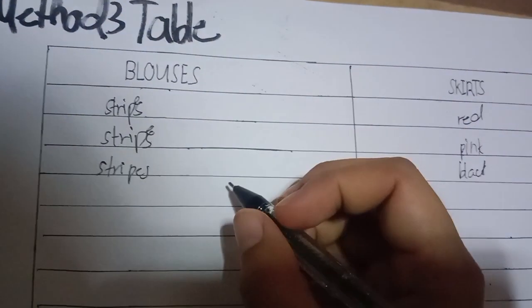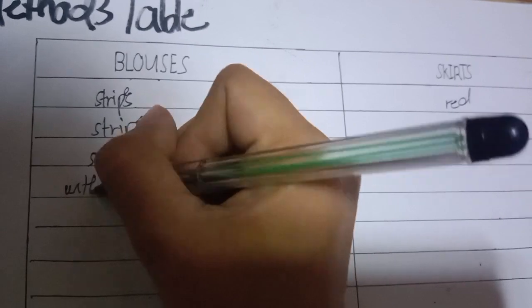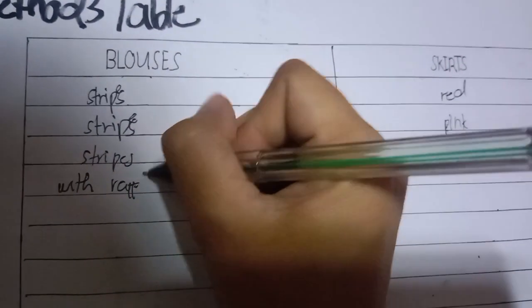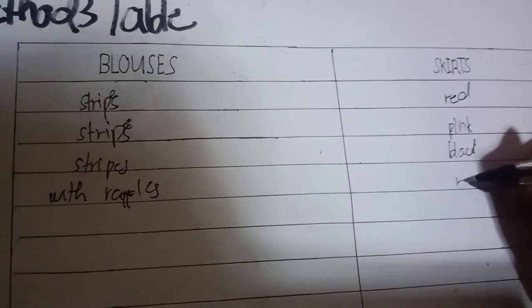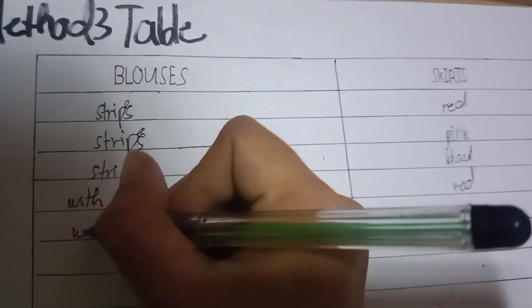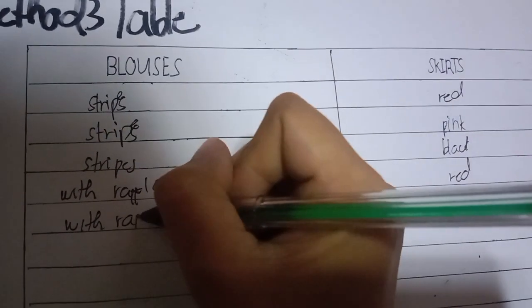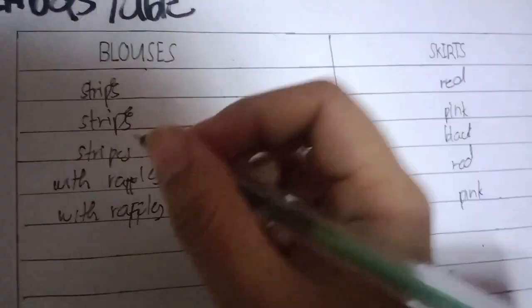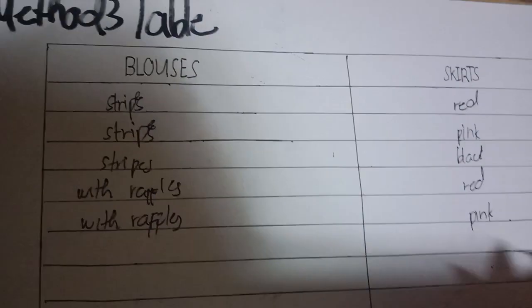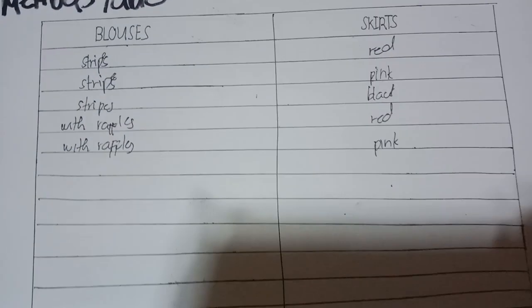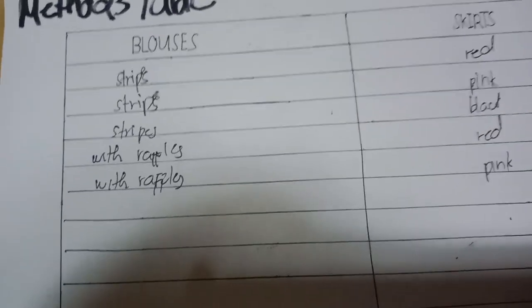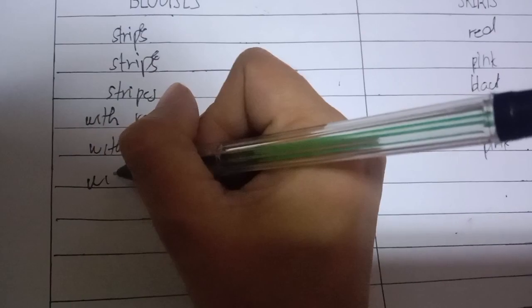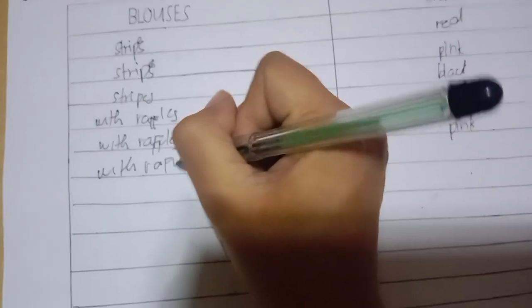Next is the one with ruffles. So the first color is red. Then we copy this with ruffles. The color is pink. Next, with ruffles, we need to put the with ruffles in the blouses because we have three colored skirts, so copy the with ruffles. Then the color is black.